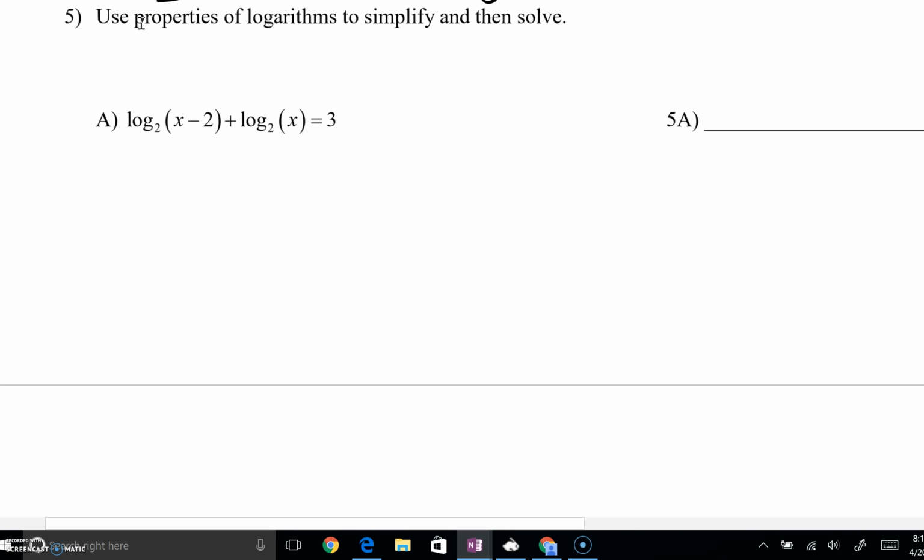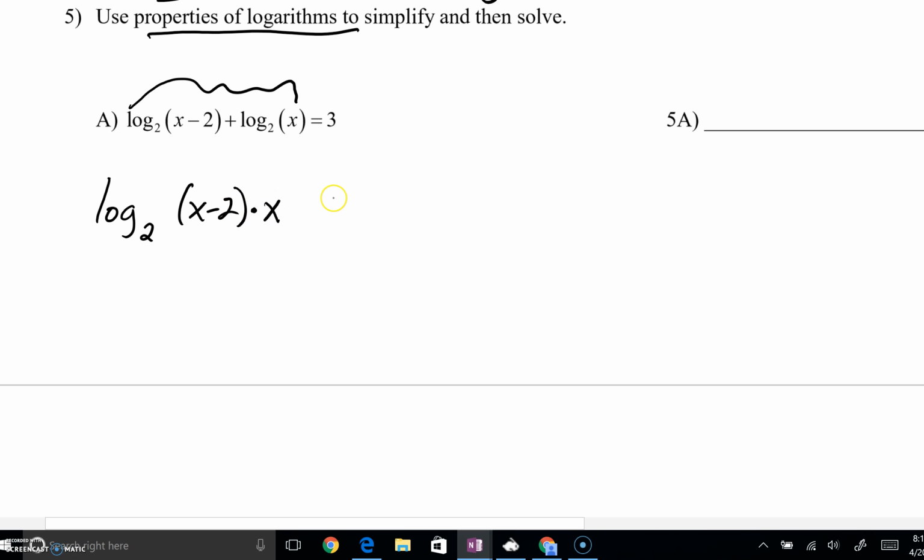Last problem on our 8.6 practice quiz in Algebra 2. For this problem, you get a hint. Use properties of logarithms first to simplify, and then you can solve. When you're adding two logarithms together, you may condense them. You may make them one logarithm, but what has to happen is their insides have to get multiplied together.